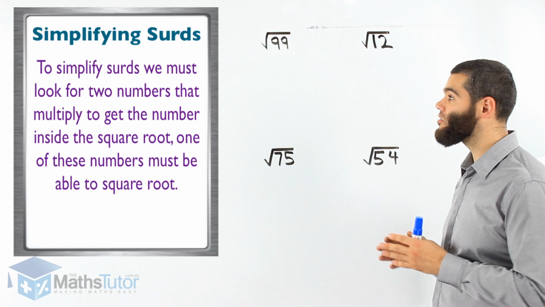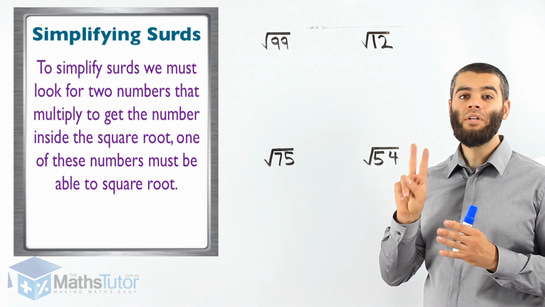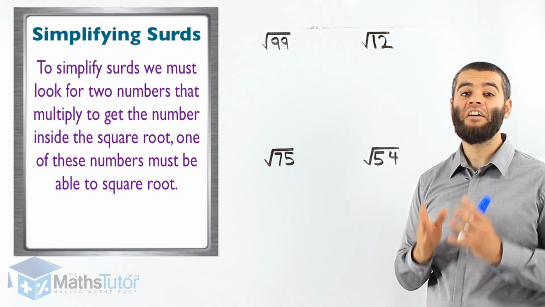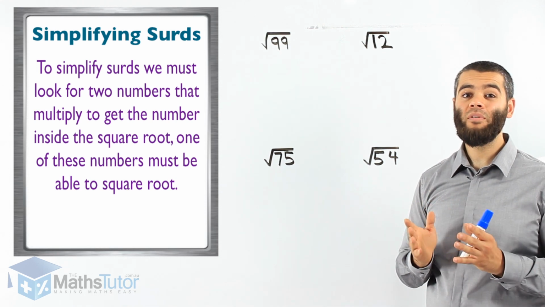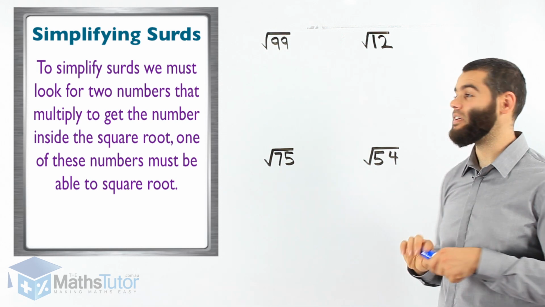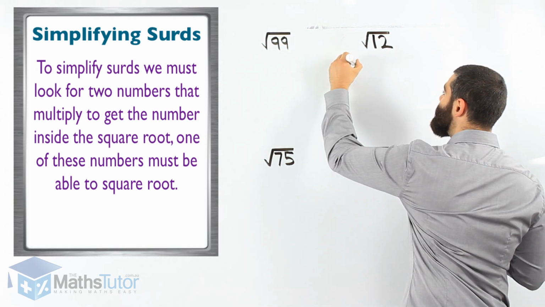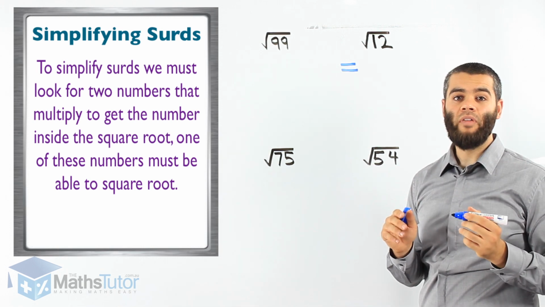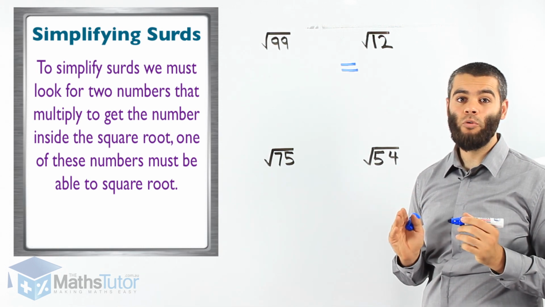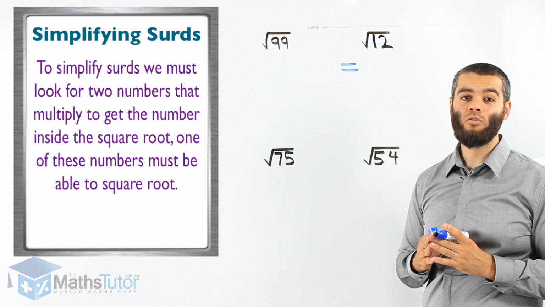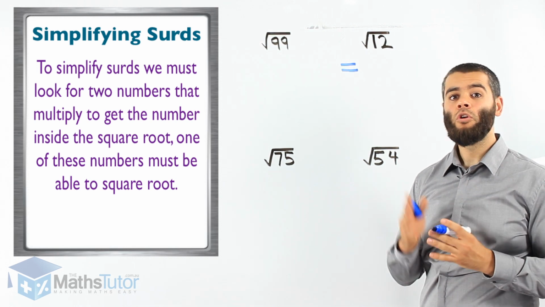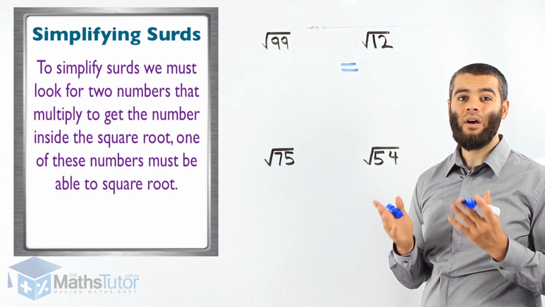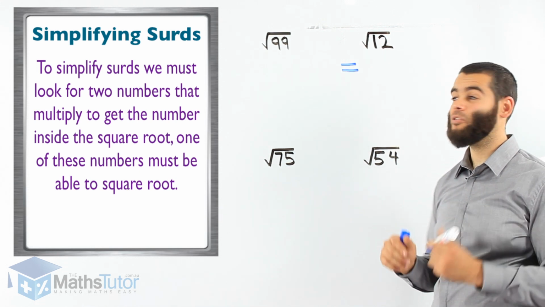When we are simplifying surds, we look for two numbers that multiply to get 12. One of them has to have a square root. So, factors of 12. We can't use 6 times 2 because 6 doesn't have a whole square root, nor does 2. So we look for another two factors. What are they? 4 and 3.